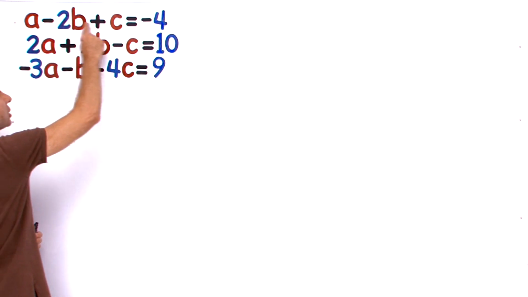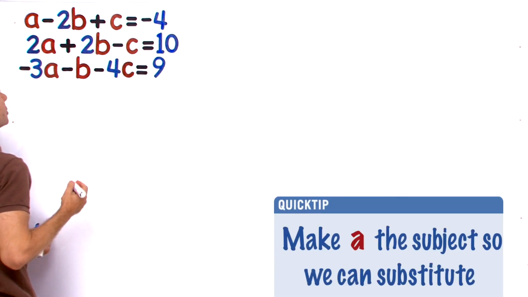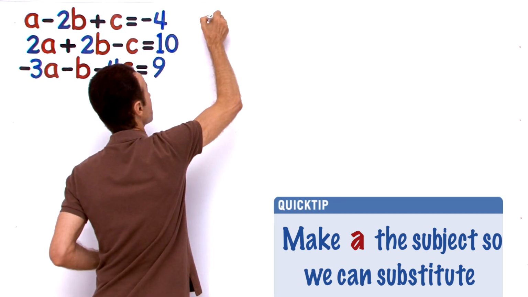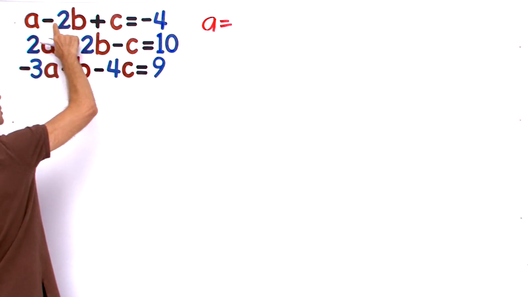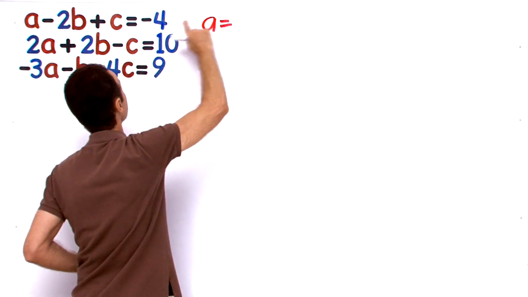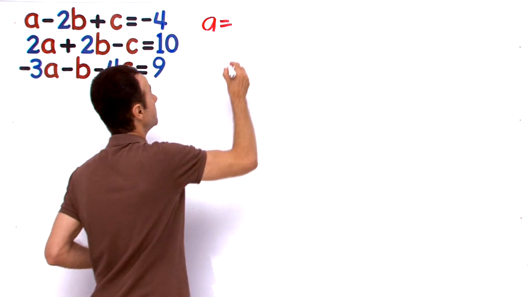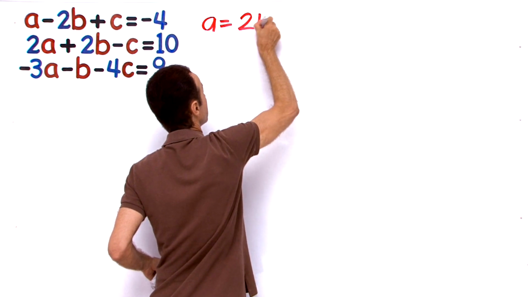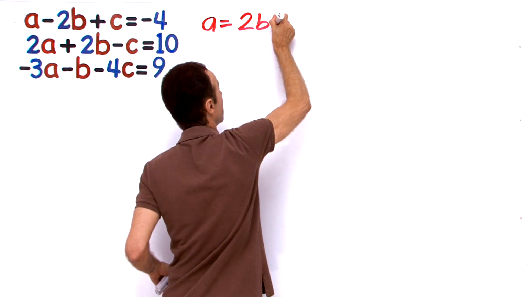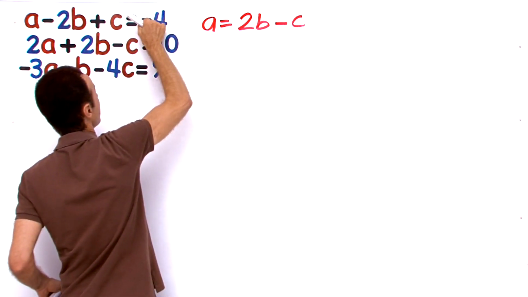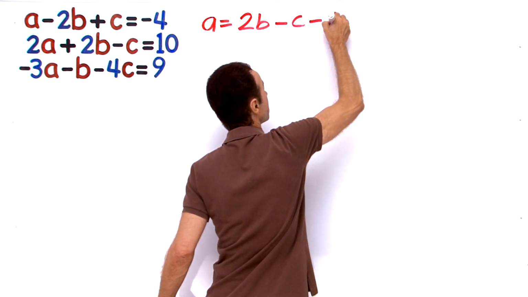So the top equation, we're using substitution. I am going to make A the subject. So A equals, there's our A. Let's make it the subject. So -2B, I'm going to throw it over this side of the equals. So it's going to be plus 2B. So that equals 2B plus 2B. And plus C is going to go on this side of the equals. That's going to be a minus C. And of course we have a -4 already on the right hand side. So it stays -4.